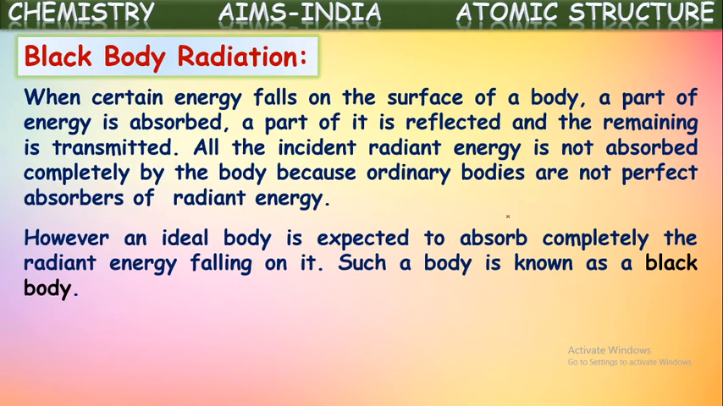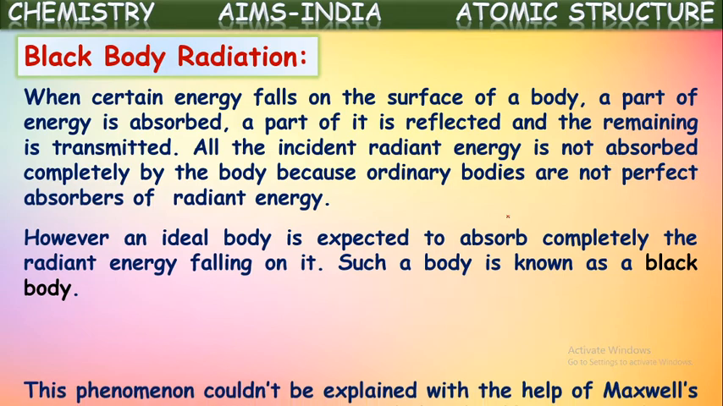Okay, certain bodies or some hypothetical bodies can absorb completely the radiant energy falling on them. Whatever energy falls on it, if it is completely absorbed by that body, then that kind of ideal body is said to be a black body. But in practice, no body can absorb completely the radiant energy falling on it. Okay, it is just a hypothetical concept.